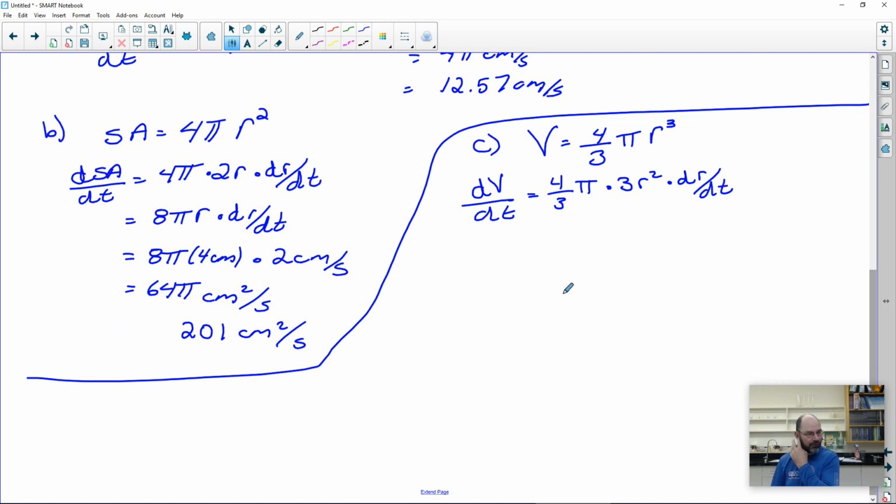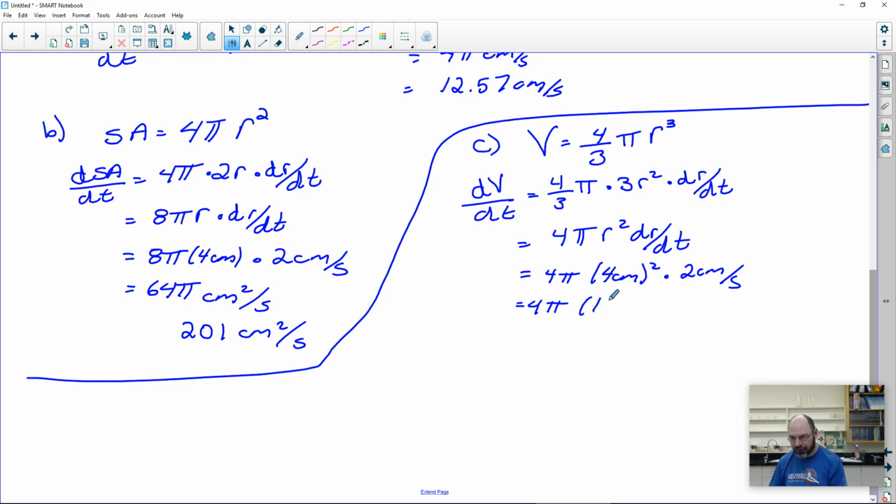Now you have to be careful. Sometimes they'll throw in diameter, and then you have to convert the diameter into radius, so be careful. Now we can simplify this. 4/3 times 3 is 4, so it's 4 pi r squared times dr dt, because the 3's cancel out there. Now we just plug in our results. 4 pi, and the r at that rate was 4 centimeters squared, times 2 centimeters a second. So we've got 4 pi times 16 square centimeters times 2 centimeters a second.